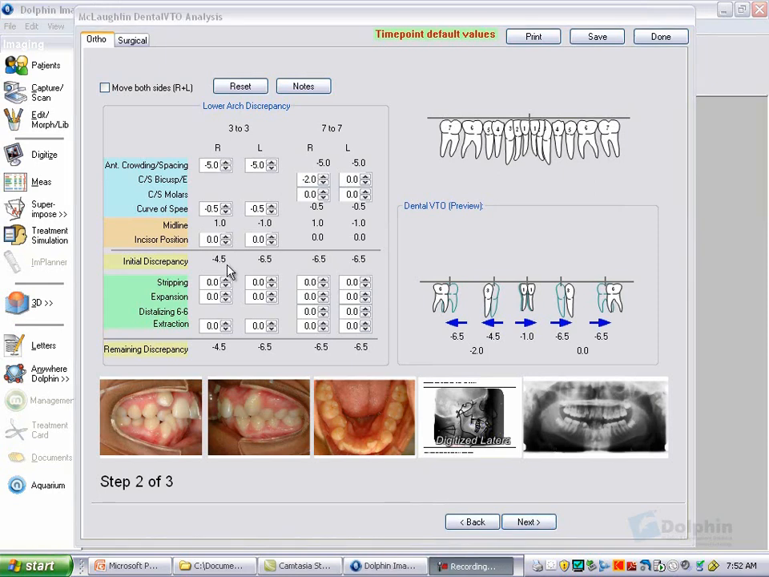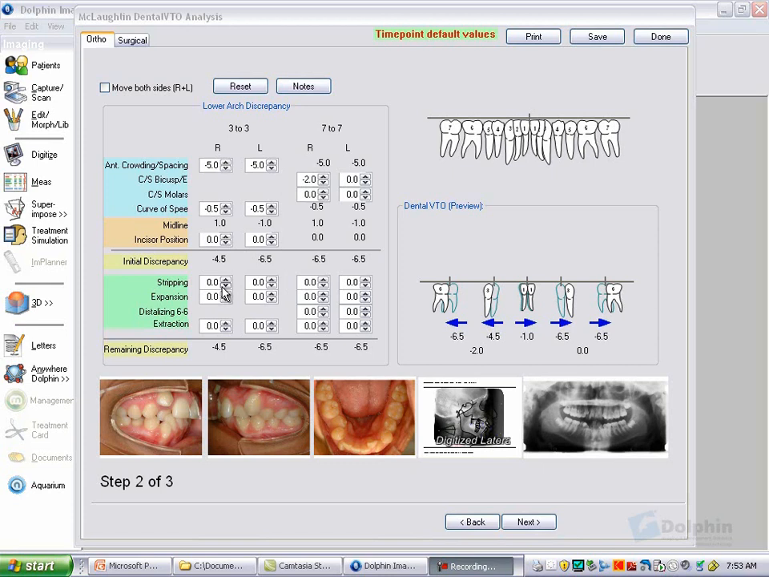We have reached the point of looking at the initial discrepancy. This is a time to pause and take a look at what we're really dealing with. And we note that the discrepancy in the lower right anterior segment is 4.5 millimeters. The discrepancy in the lower left anterior segment is 6.5 millimeters. In the 7-to-7 column on the right side, we have minus 6.5 millimeters of discrepancy, and that's because of the additional 2 millimeters of crowding in the lower right bicuspid region. And on the lower left side, we also have 6.5 millimeters of discrepancy. So this is obviously quite a bit of discrepancy with this patient.